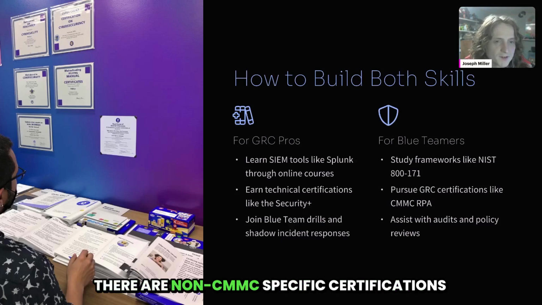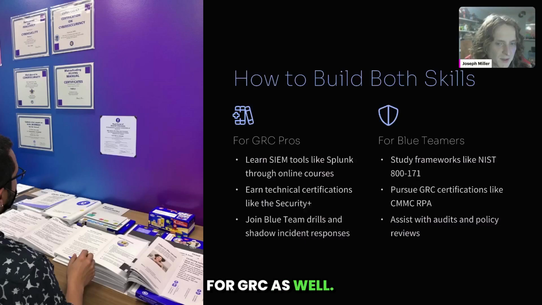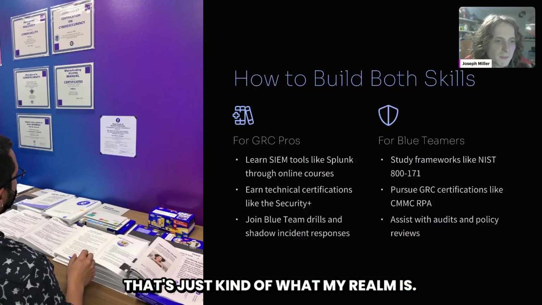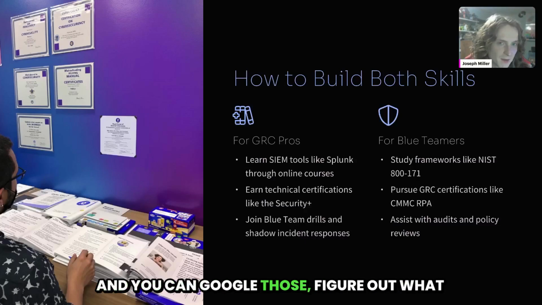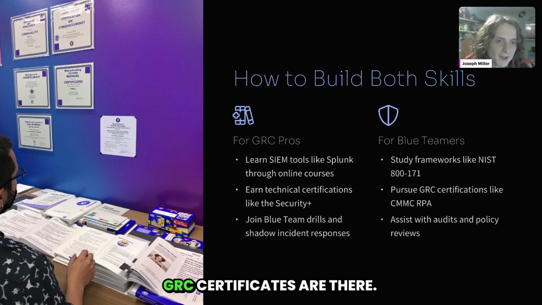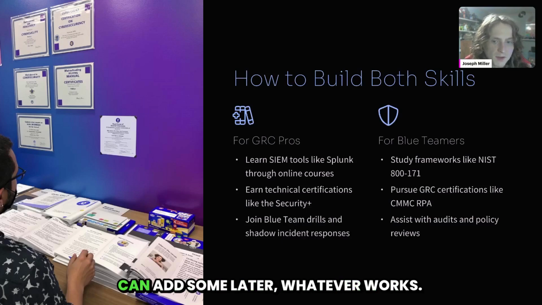There are non-CMMC specific certifications for GRC as well. That's just what my realm is. You can Google those, figure out what GRC certificates are there. I can add some later, whatever works, right?